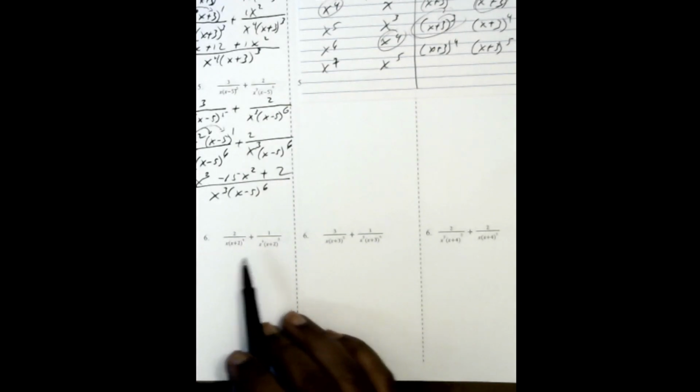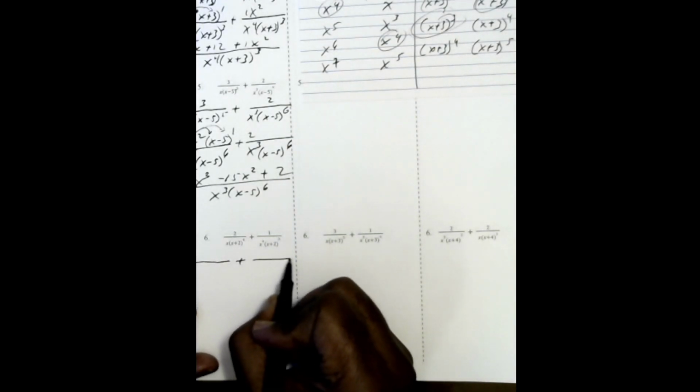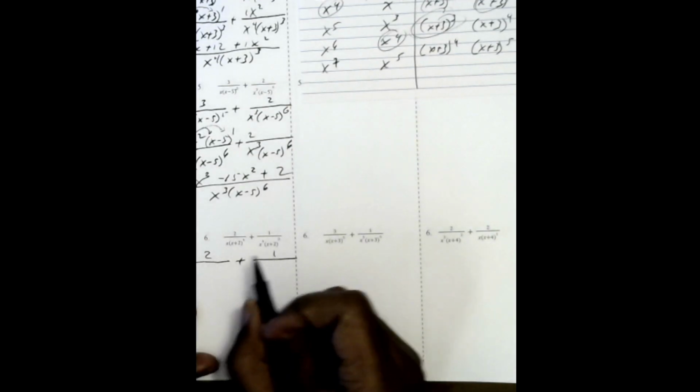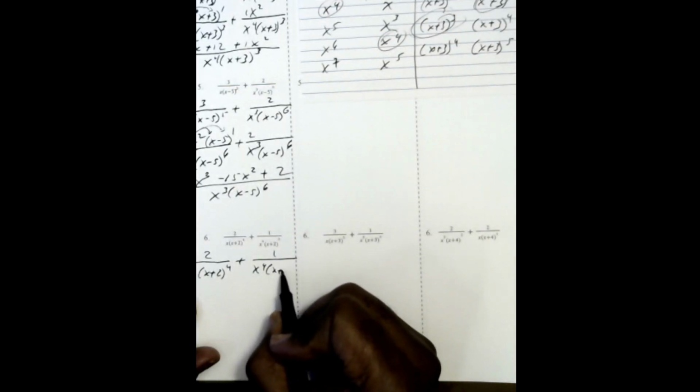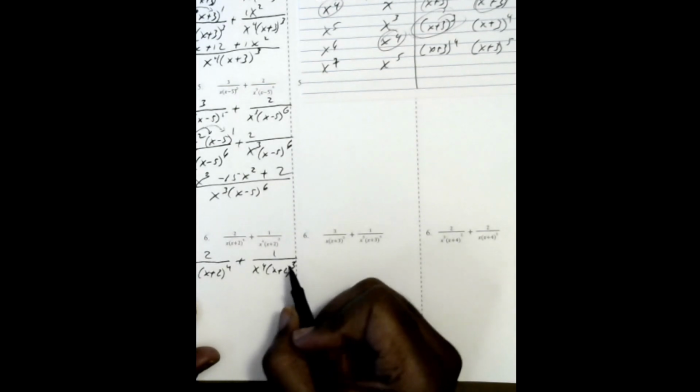Okay, number 6. Number 6, we have a 2 and a 1 for the numerator. We have an x here, x plus 2 to the 4th power, and an x to the 4th power here, x plus 2 to the 3rd power. All right, so we're going to find the least common denominator for both of these. So let's put the 2 and the 1 here and here.